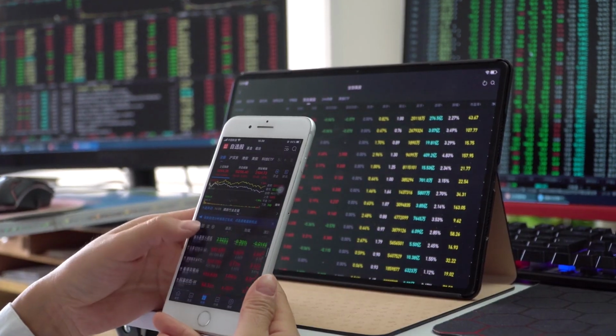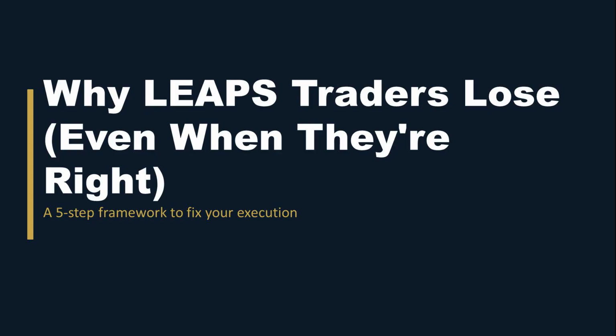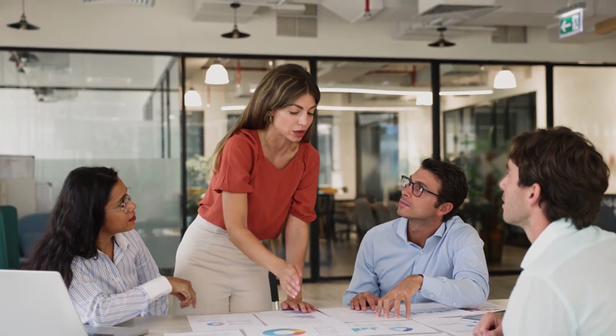You were right about the stock. It went up. And you still lost money. That's not bad luck. That's a broken process. Today I'm going to show you exactly what that broken process looks like, and the simple framework that fixes it for good. Section 1. The real problem.